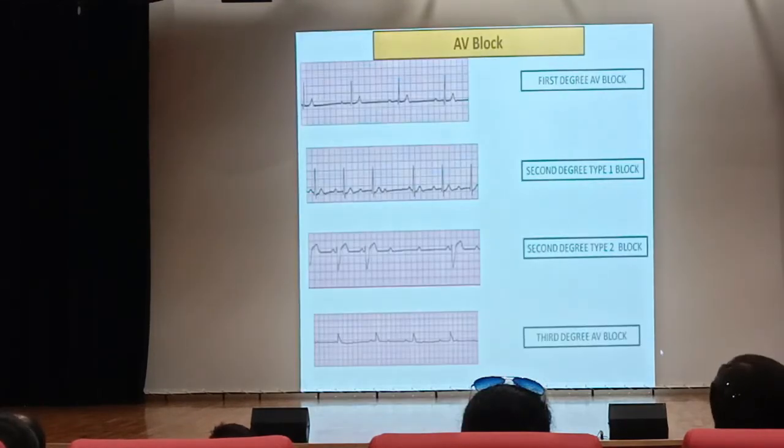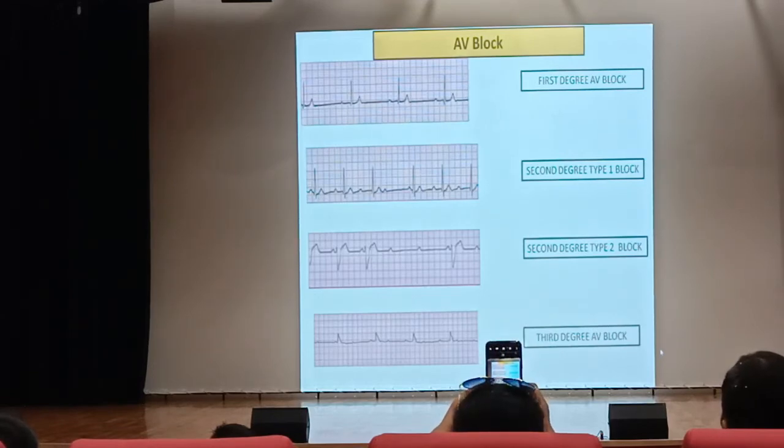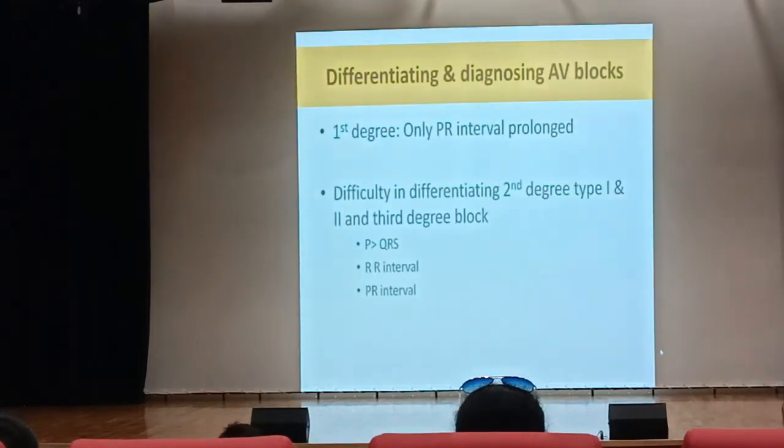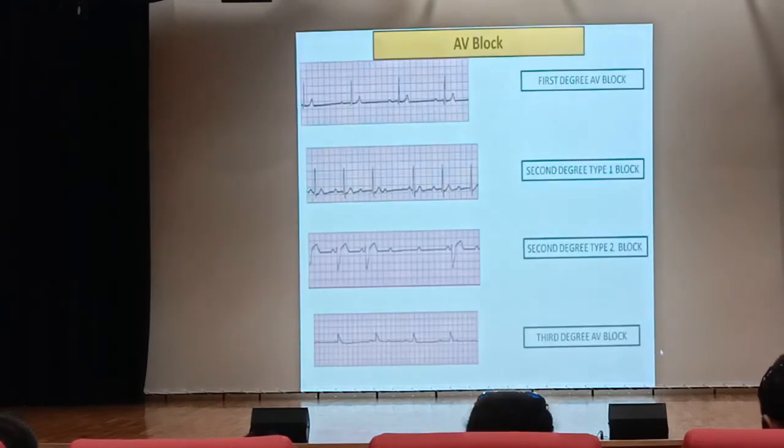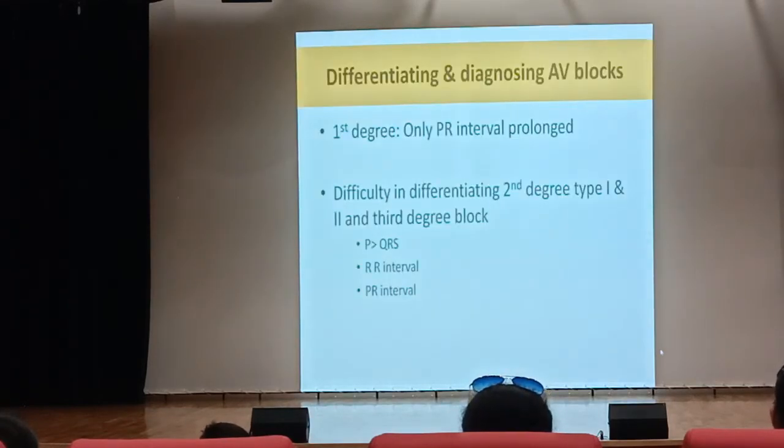So if you look at the different degrees of AV blocks, first degree AV block is very simple. There is a prolongation of PR interval of more than 0.2 seconds. The problem comes when we look at second degree type 1, second degree type 2 and complete heart block. So there is a simple method. How do we identify the block? We look for P waves being more than QRS complexes. So in all three, we see P waves are more than QRS complexes. The second, how we differentiate between these three, we look at the RR interval.